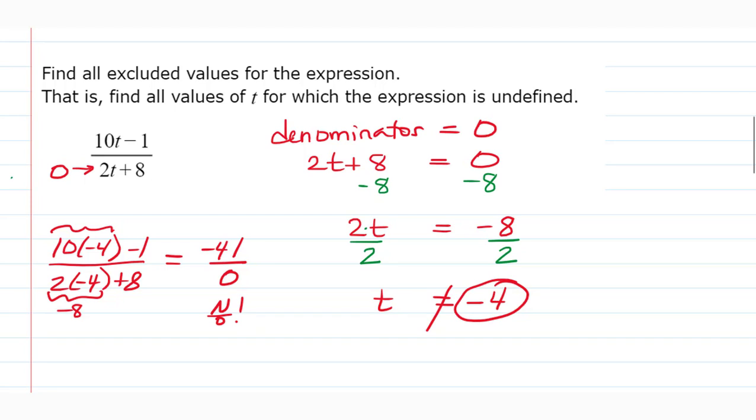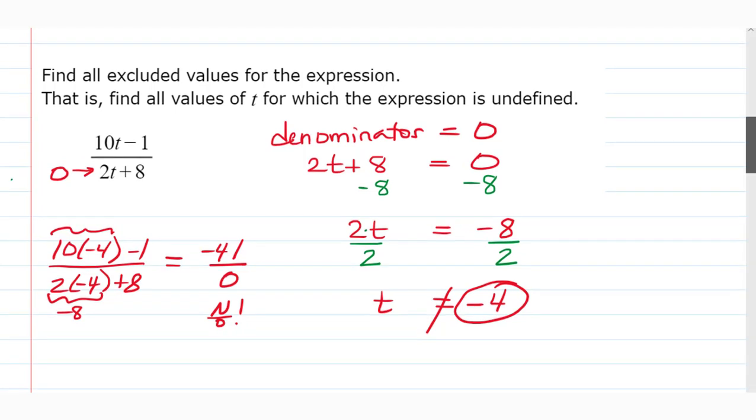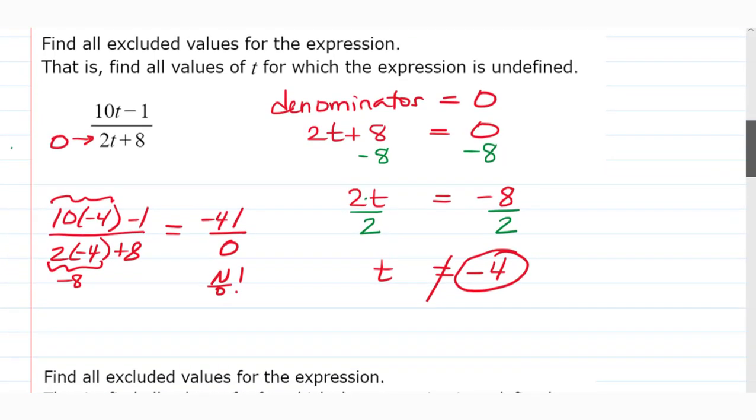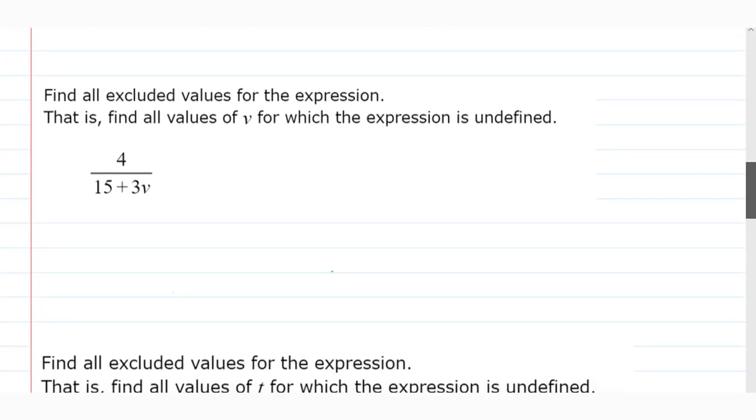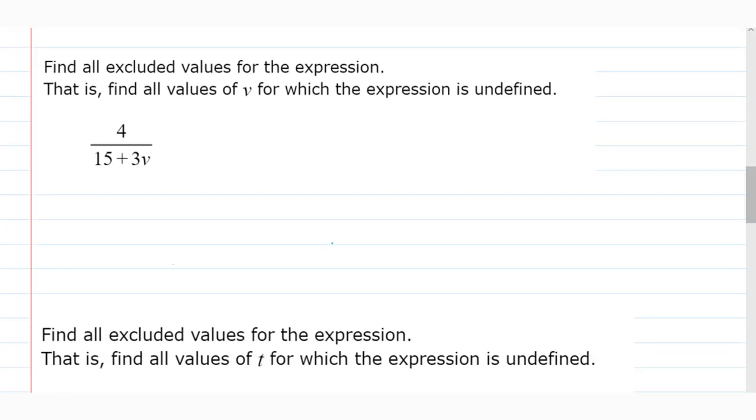Notice I did not set the numerator equal to 0 because it's okay for 10t minus 1 to equal 0. It's just not okay for the denominator to be 0. So when you're asked to find the restricted or excluded values, set the denominator equal to 0 and solve for the variable. Let's try it again in this one.